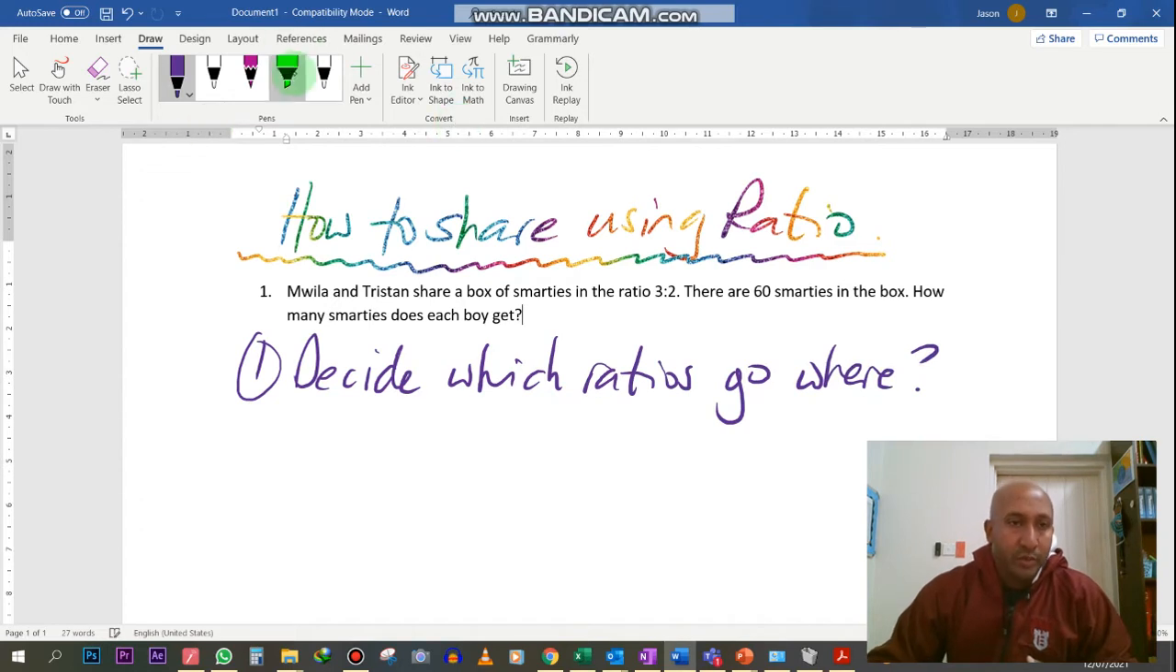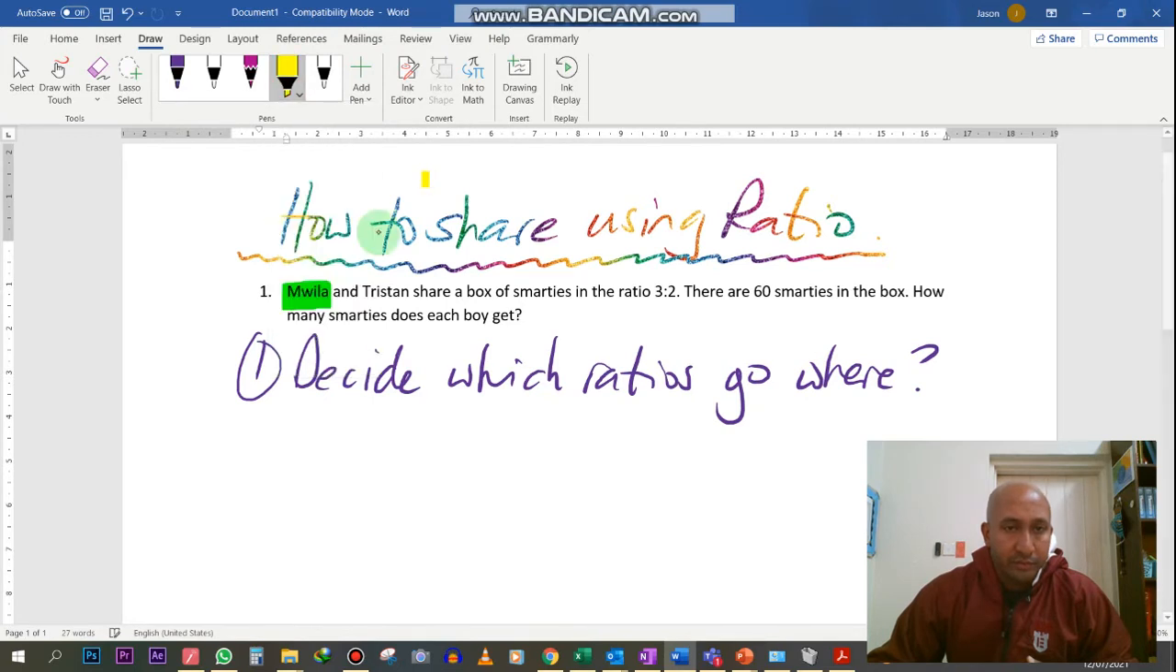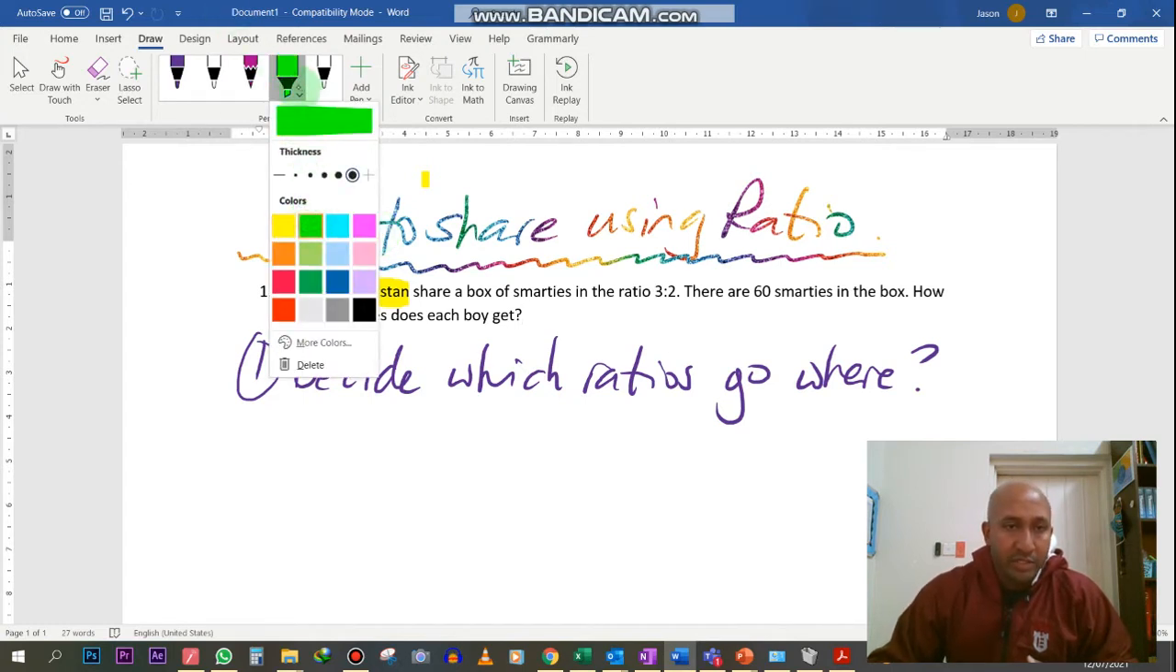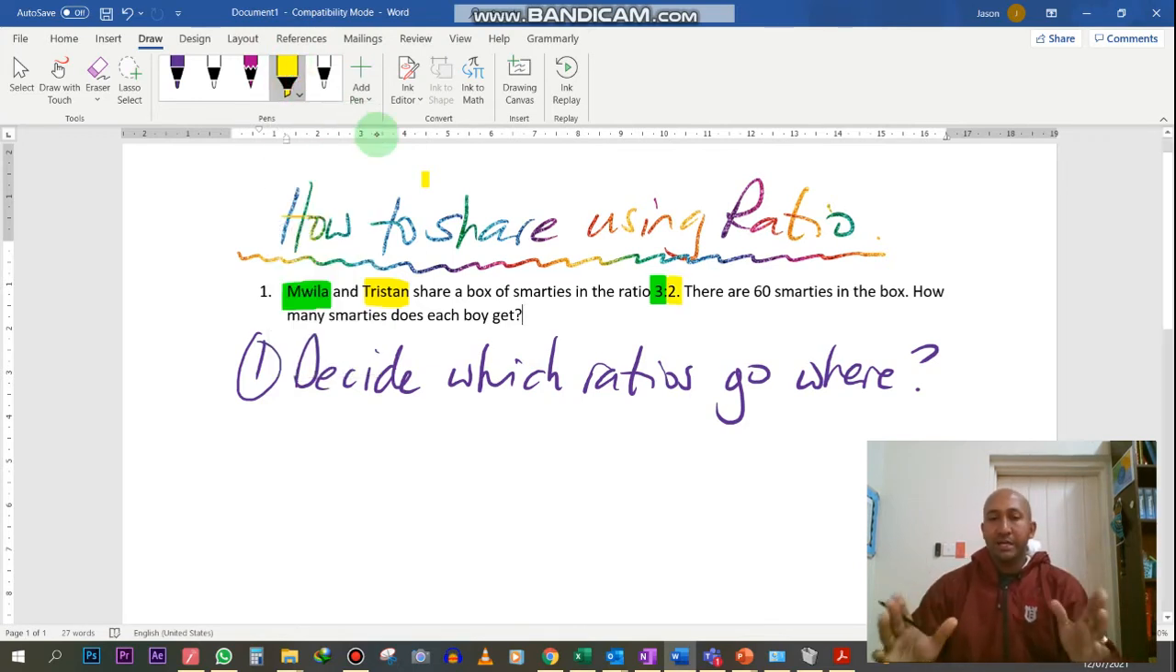Okay, so by that I mean you've got Muila and you've got Tristan. Which one of these two boys goes with which one of those two ratios? Obviously, if you remember the rule, order matters. So the first boy, Muila's name, goes with the first ratio, and then the second name goes with the second ratio, like that. And they stay like that.